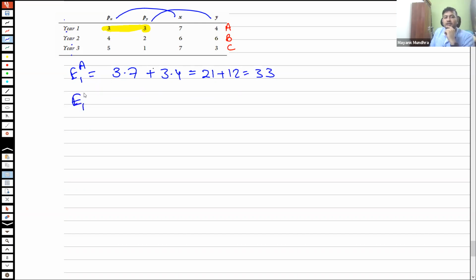Now in year one, if you were to buy bundle B, what would have been the expenditure? So now instead of focusing on bundle A, focus on bundle B in the same year, year one. Okay, so 3 into 6 plus 3 into 6.